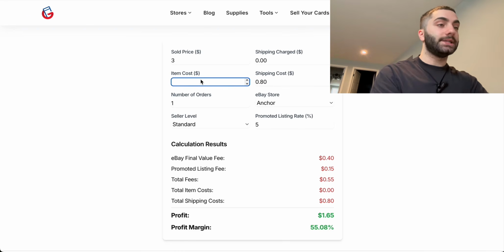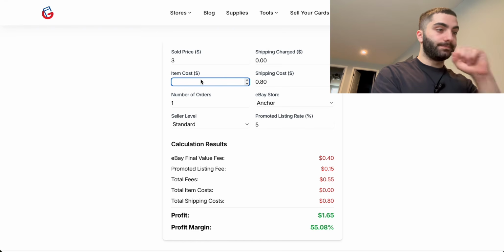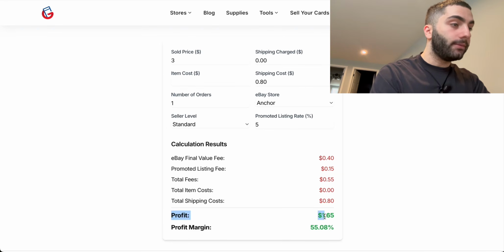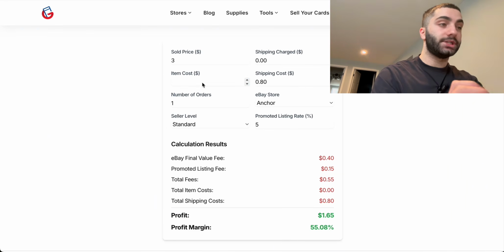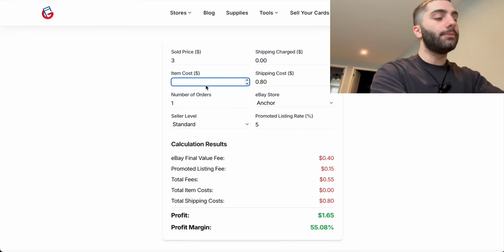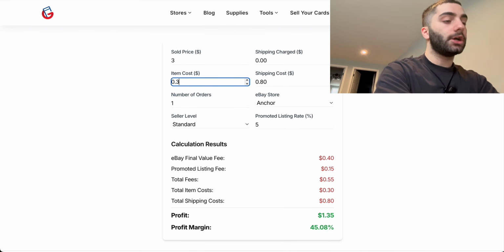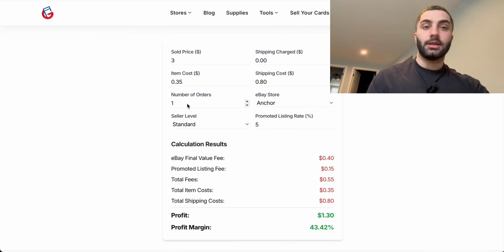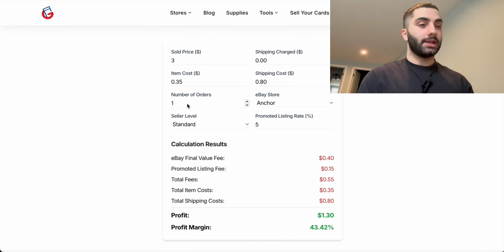And the reason why is because if I sell something for $3, assuming the cost is 0, I will be profiting $1.65, which is very good. And most of these cards, at most, they cost me like 35 cents. So I'm making $1.30 on each order that I get. Because at my store, I get probably 20 to 30 orders per day of just a single card. One thing, $3, that's it.